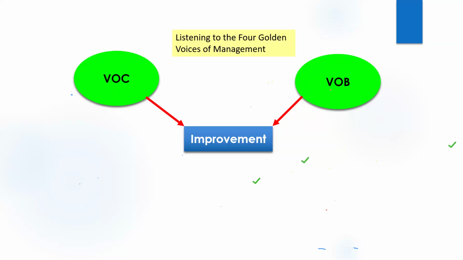So the second golden voice is called capturing the voice of business. I am working as a department head, supervisor, or general manager. But what are the needs of my business? What is my owner expecting? What is the board of directors expecting? Accordingly, I need to deliver results because our business should be profitable. So the second golden voice is the voice of business. So two voices are clear: VOC and VOB, voice of customer and voice of business.